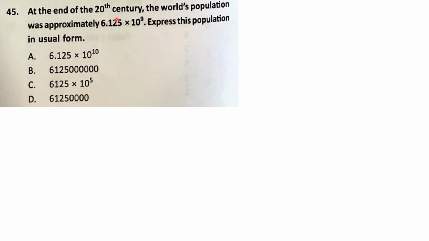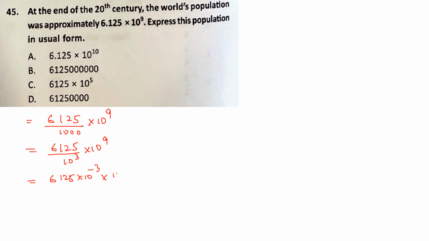Question 45. At the end of the 20th century, the world's population was approximately 6.125 into 10 to the power 9. Express this population in usual form. So here 6.125 I can write as 6125 by 1000 into 10 to the power 9. And next I can write 1000 as 10 to the power 3, into 10 to the power 9, right? Further, I can write it as 6125 into 10 to the power minus 3 into 10 to the power 9.